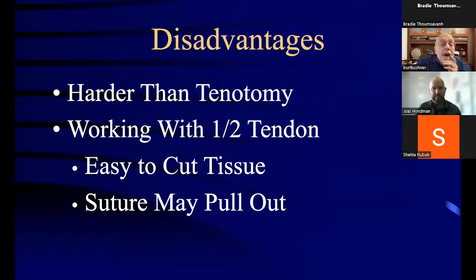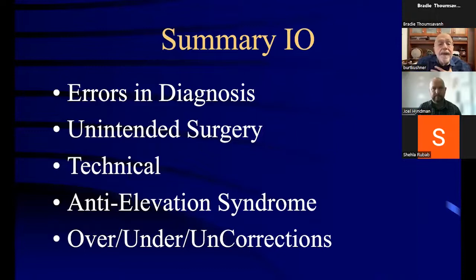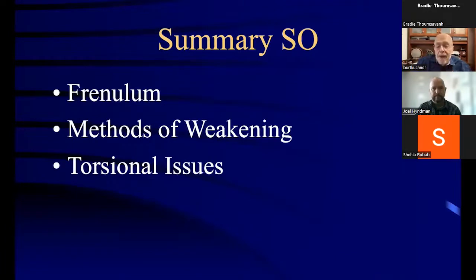However, in ways it's harder. Working with half a tendon looks great when you're looking at an artist's drawing, but it's a very small slip of tissue and it's easy to cut the tissue with your sutures and the sutures may pull out, but at least you know that at the time of surgery. So that's my preferred.